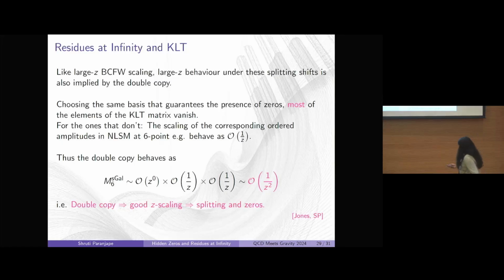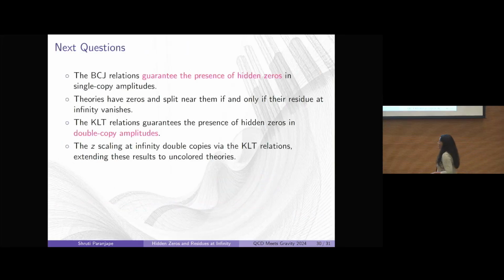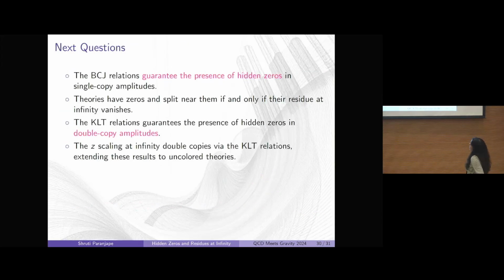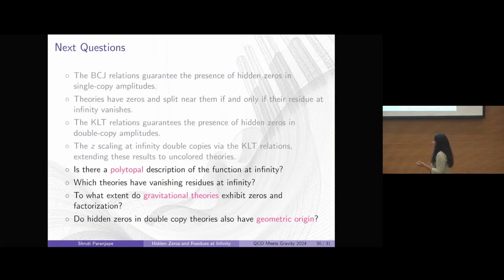Okay. So I just want to summarize because I think I'm mostly out of time. We now have this very coherent connection between BCJ relations, KLT relations, hidden zeros, residues at infinity, and splitting near these zeros. I think these are all connected in exactly the way that I had in this slide and the corresponding BCJ slide. But there are a lot of open questions still.